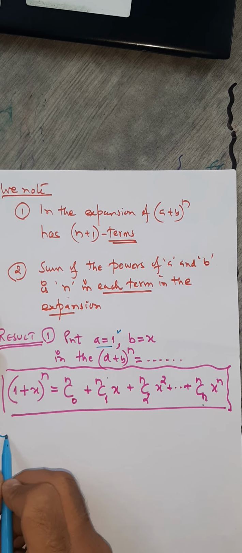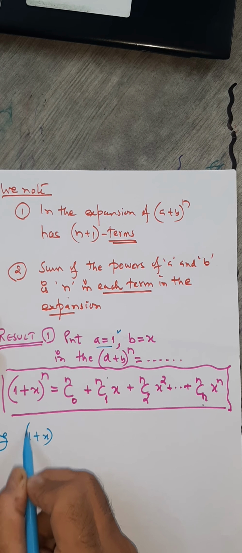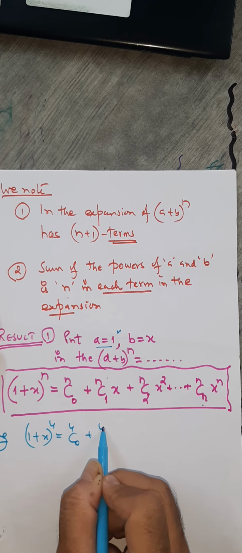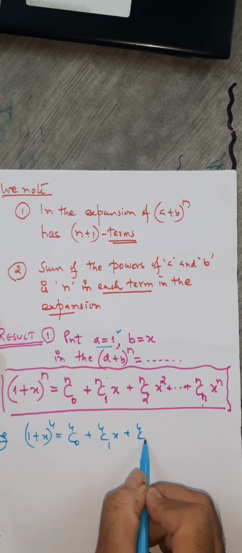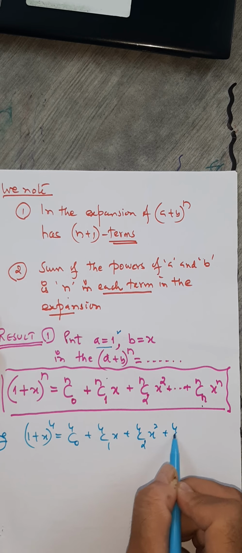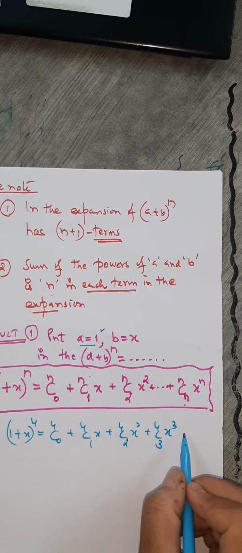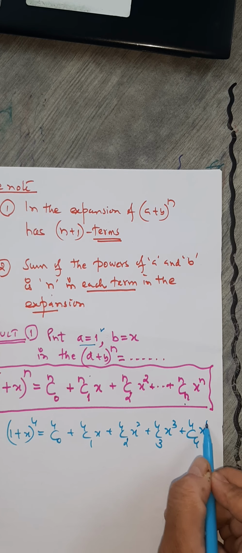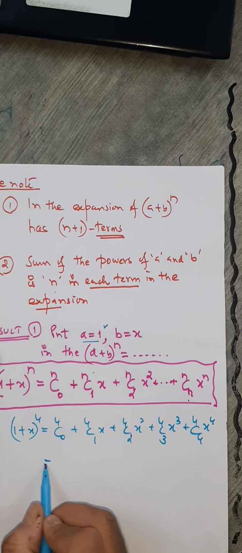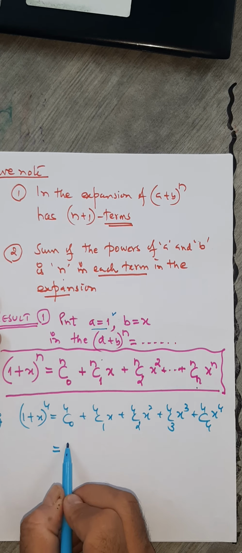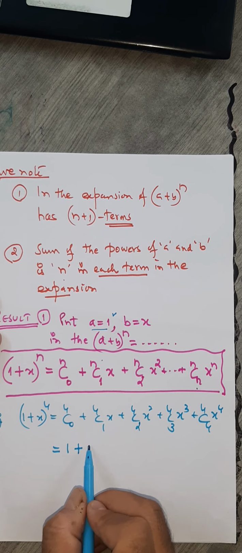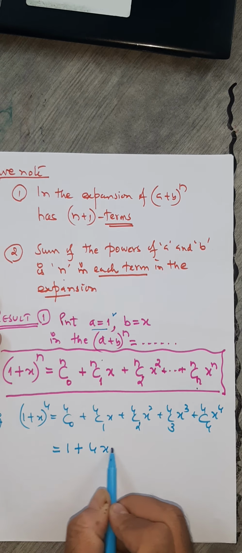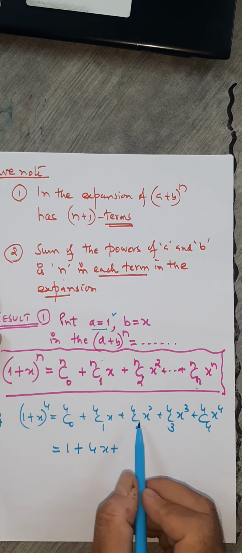Fine. So for example, if I want to expand (1 plus x) whole raised to 4, I can write like this: 4c0 plus 4c1 into x plus 4c2 into x squared plus 4c3 into x cube plus 4c4 into x raised to 4. We stop now when these two indices are equal. Okay, so what is 4c0? It is always 1. What's 4c1? It is 4, right? You know it, previous chapter. 4c1 is 4 into x. What is 4c2? How do we write it?